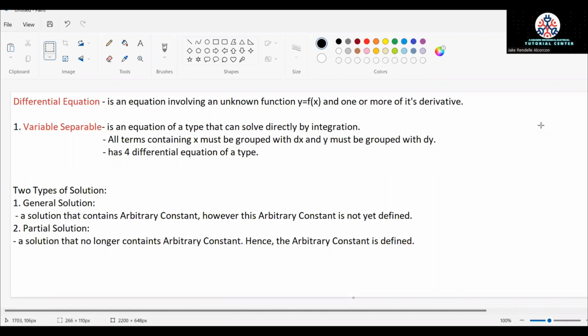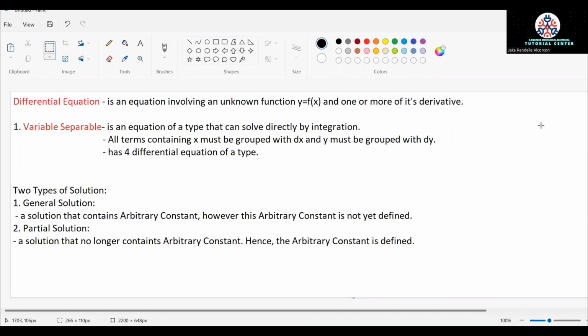Our topic is differential equation. First, we need to define what a differential equation is. A differential equation is an equation involving a known function y equals a function of x and one or more of its derivatives.